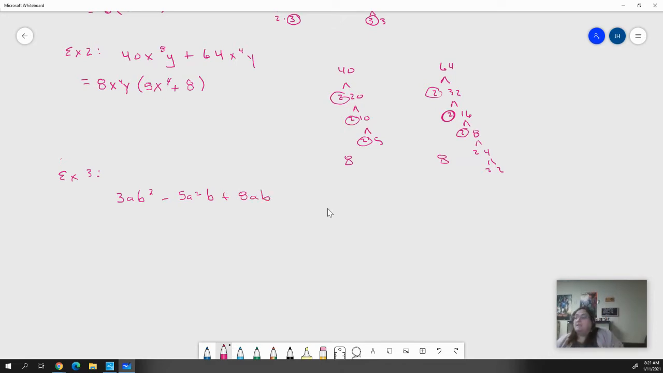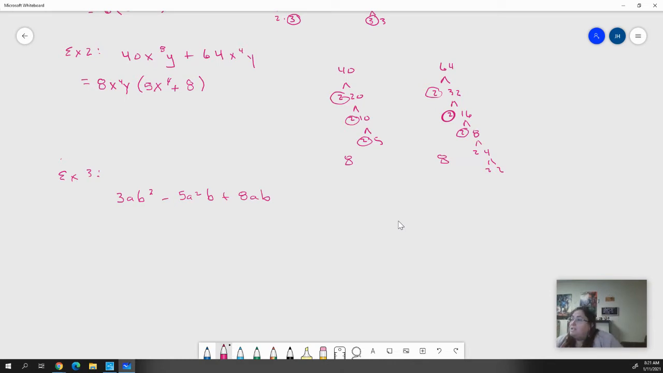When I'm looking at this, it's the same thing. I'm going to pull each piece apart. Now, I can tell you right now that 3, 5, and 8 have no common factors. And the reason I can tell you that is because 3 and 5 are prime numbers. They're only divisible by 1 and 3 or 1 and 5. So we're not going to pull anything out of the numbers as far as a greatest factor goes.